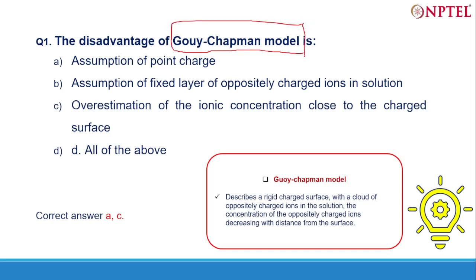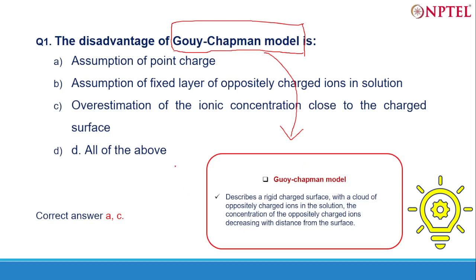This model is very important for supercapacitors, pseudocapacitors and all these things. This model describes a rigid charge surface, a charged surface that cannot be bent. With a cloud of oppositely charged ions in the solution, the concentration of the oppositely charged ions decreases with the distance from the surface.